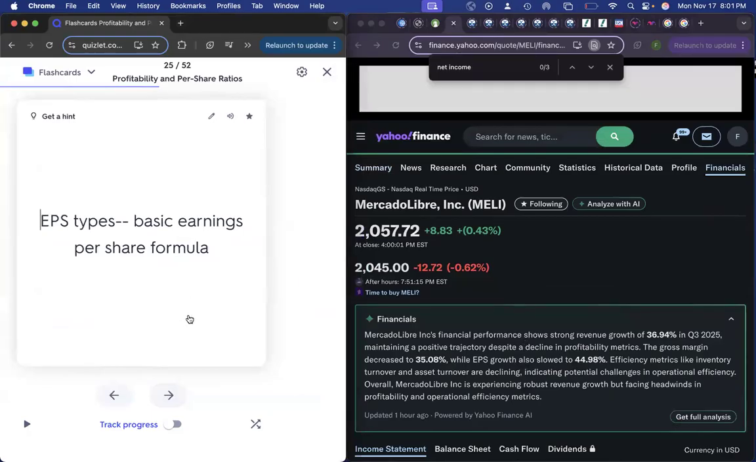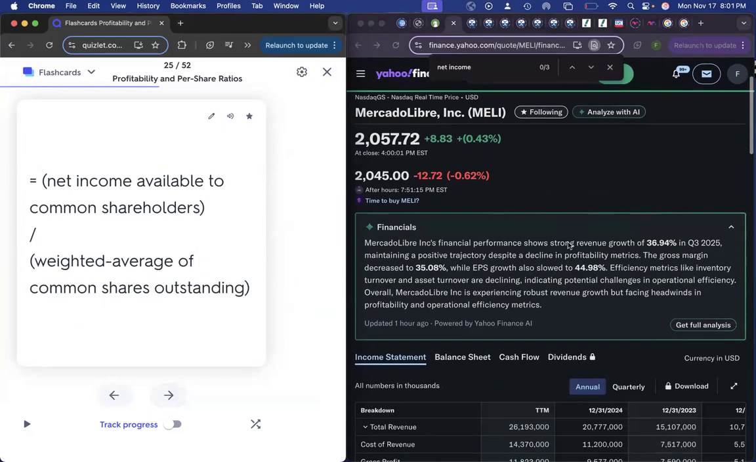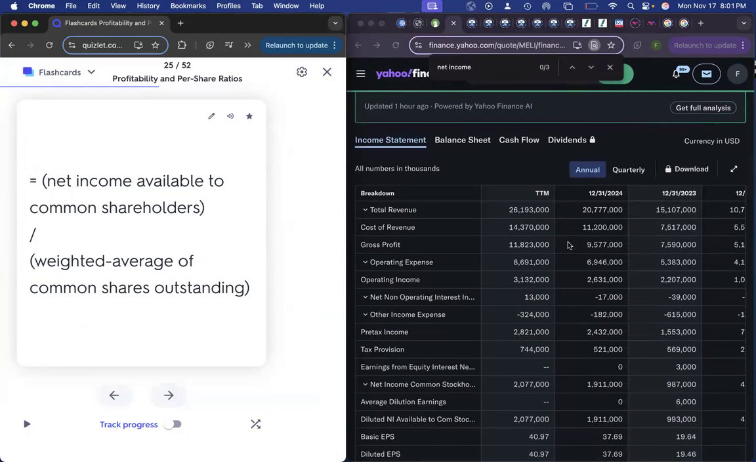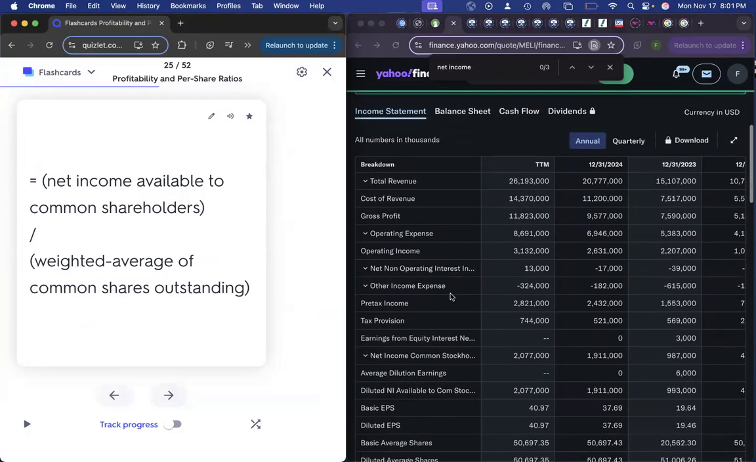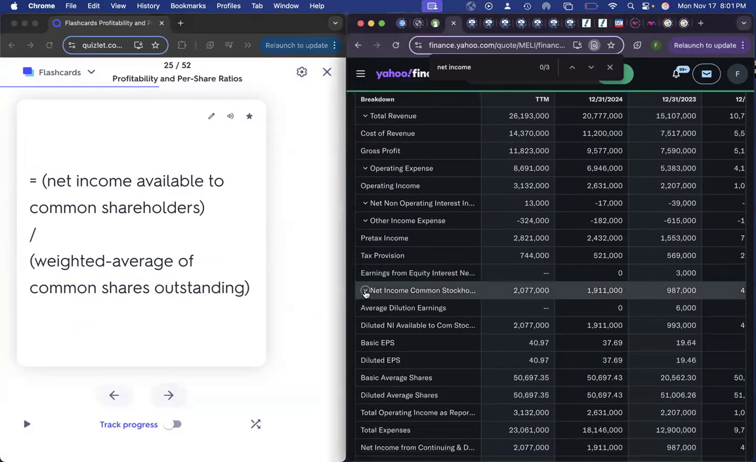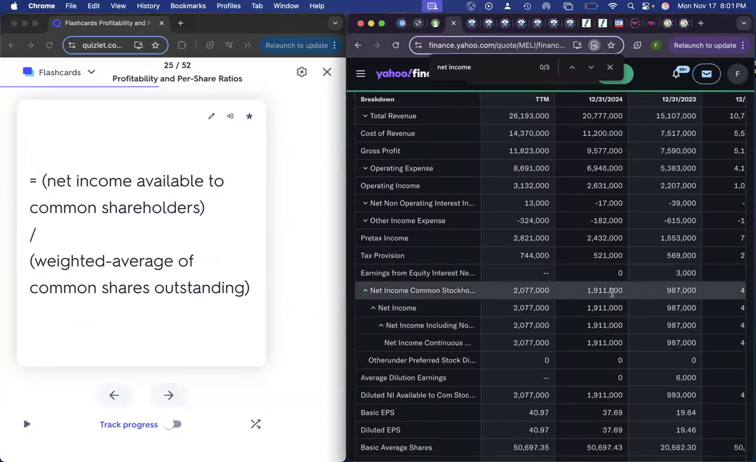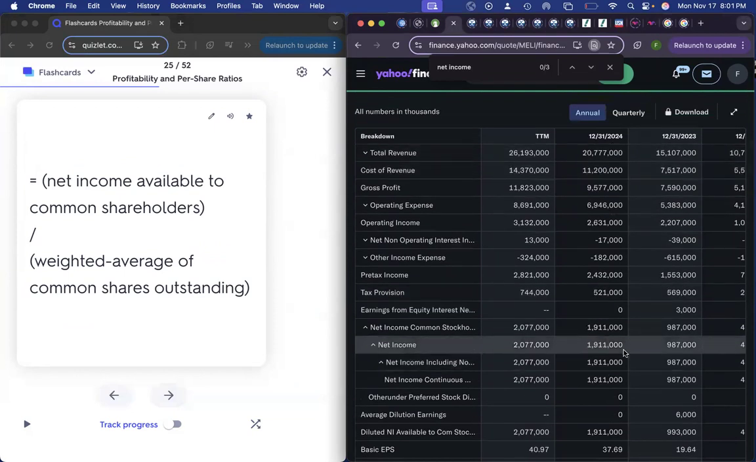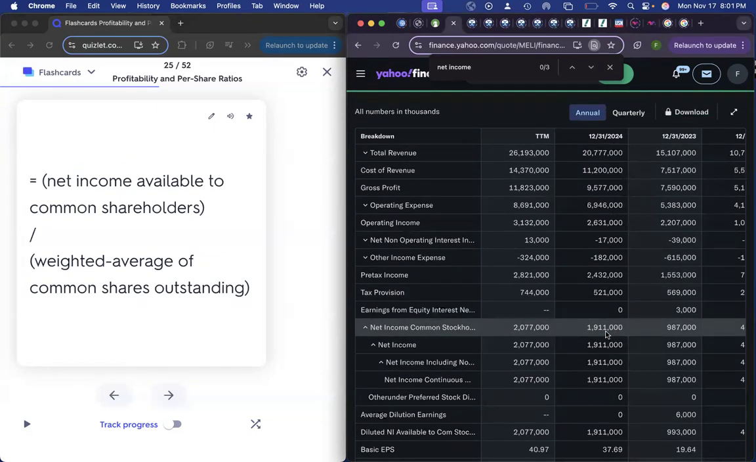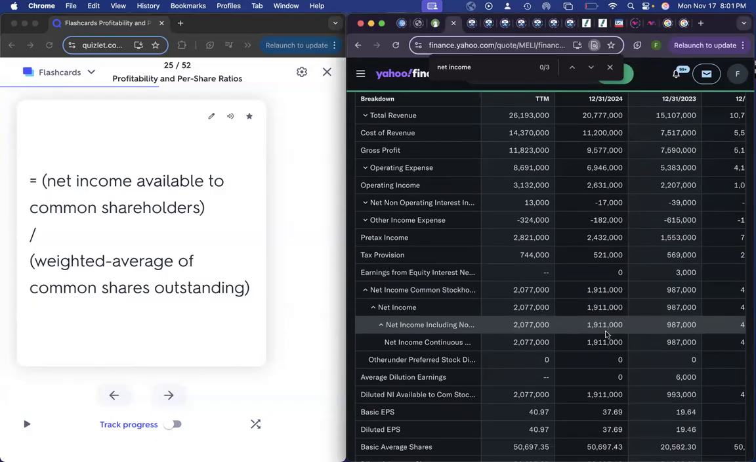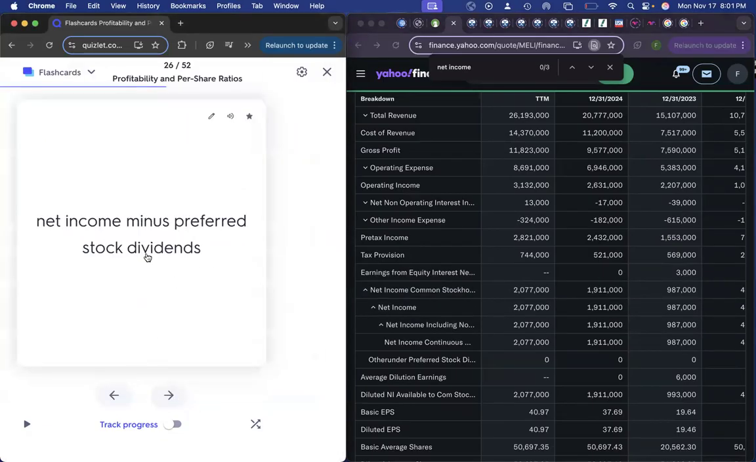Basic earnings per share formula. Net income available to common shareholders divided by the weighted average of common shares outstanding. And Mercado Libre already conveniently had net income available to common shareholders calculated for us, which was as of 2024, the 1.9 million that we used before. But if we didn't already conveniently have that, that would be calculated by net income minus preferred stock dividends.